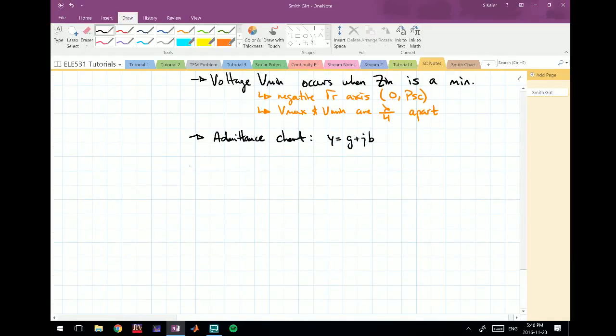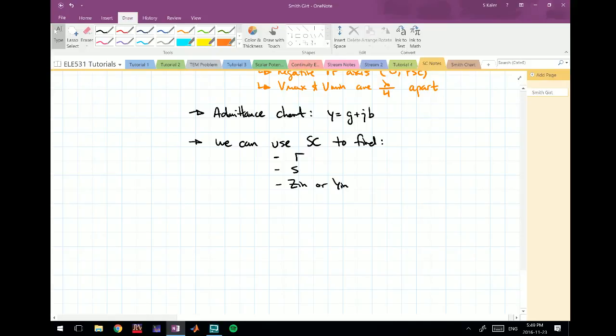So what are the parameters we can find? We can use the Smith chart to find a whole bunch of things, really. So we can find gamma, we can find S, we can find Zn, or in other words, Yn, depending on whichever one we're in. We can find the location of Vmax and Vmin if we know Z0, ZL, lambda, and the line length. So we can pretty much find a whole bunch of different things just given a relatively simple setup and a relatively simple configuration. Gaining some experience with the actual Smith chart, we can use it to find a whole bunch of things.